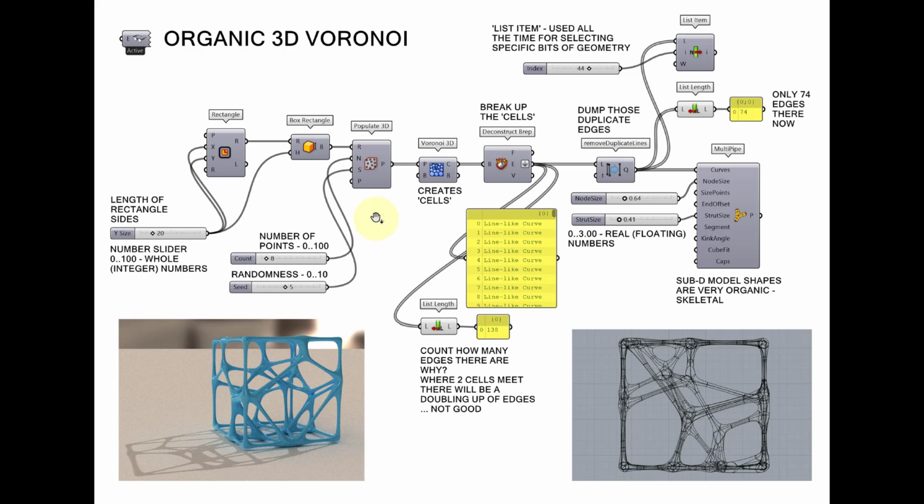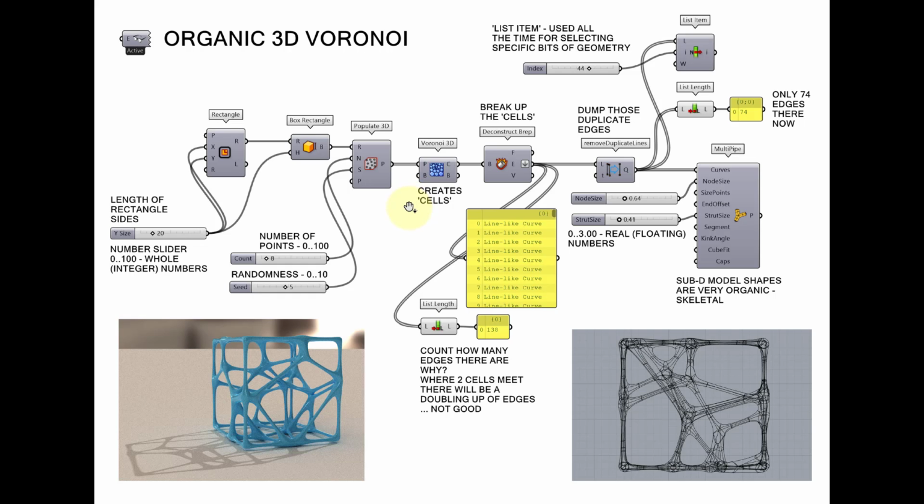Other people might call this an algorithm, and this is basically a set of instructions that runs from the left across to the right, and along the way we add components that do things, that add things, that change things, that interrogate things, and we end up with a form. So this one is using a component called Voronoi 3D to create this form. But it needs some information for it to be able to do that.